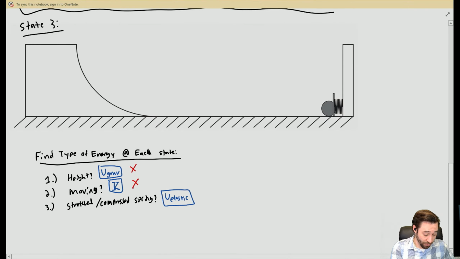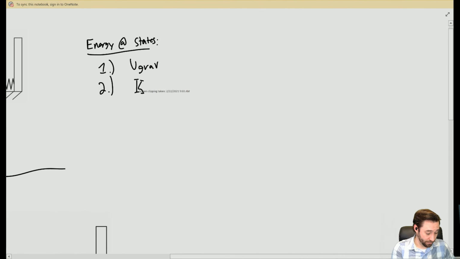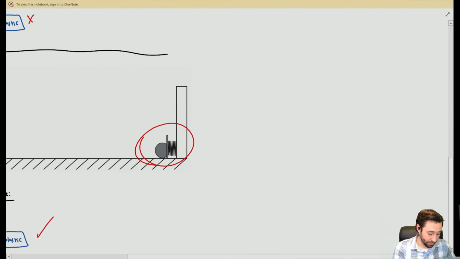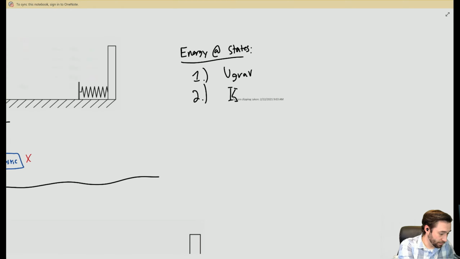So there is no velocity, and at this state, there is a spring that is being compressed. So there's going to be a U elastic at state 3. And I'll get rid of that screen clip.